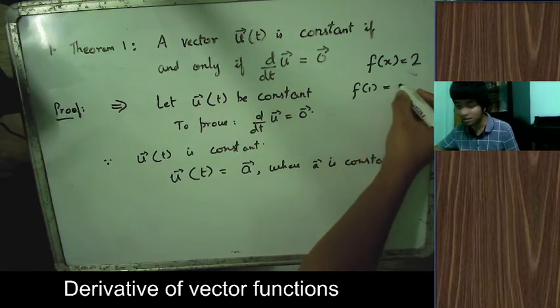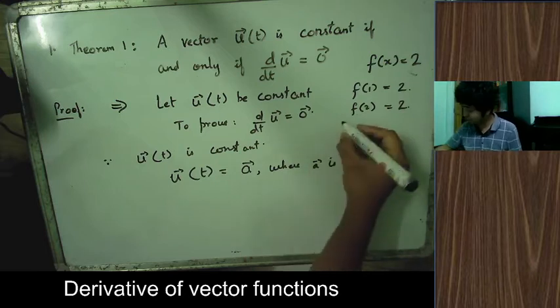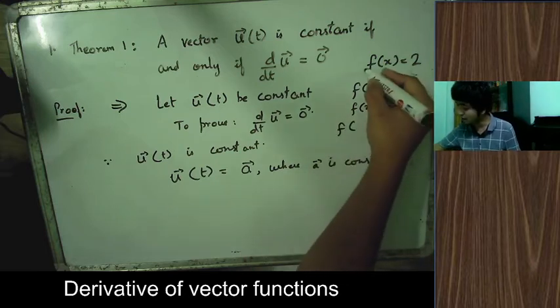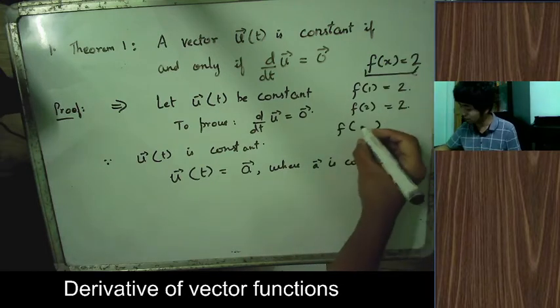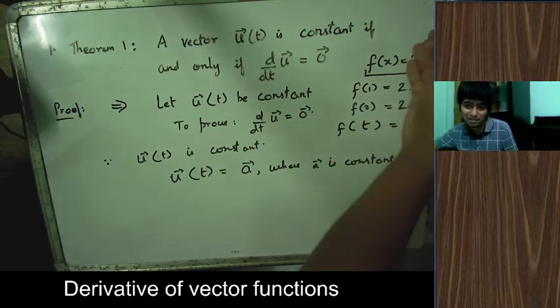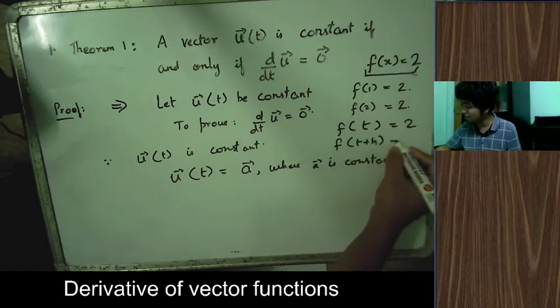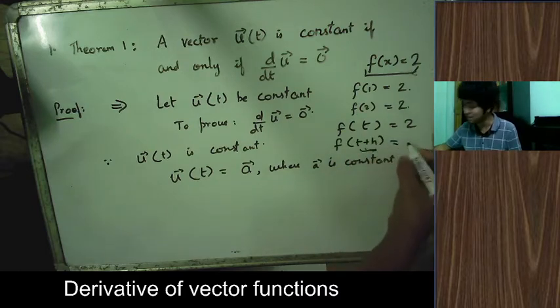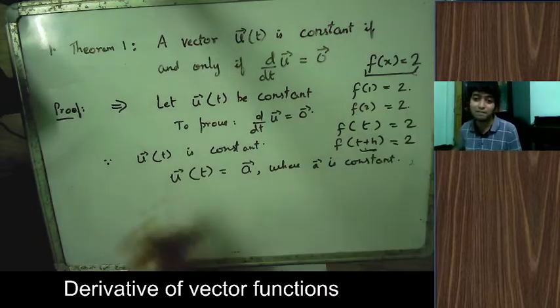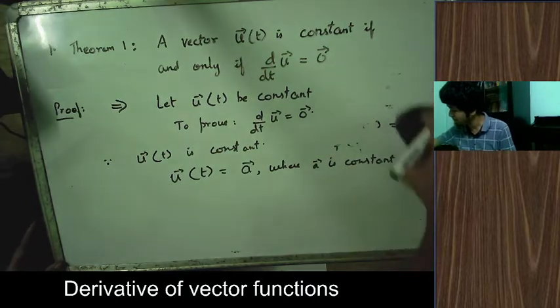Whereas if you are having something like f(x) equal 2, which is constant, then even if you put f(1), it will still be equal to 2. If you put f(2), it will be equal to 2. If you put anything inside the bracket, it will also be equal to 2. It won't matter, because it is a constant function. Even if you have f(t plus h) or anything inside, it won't matter. So keep that in mind.